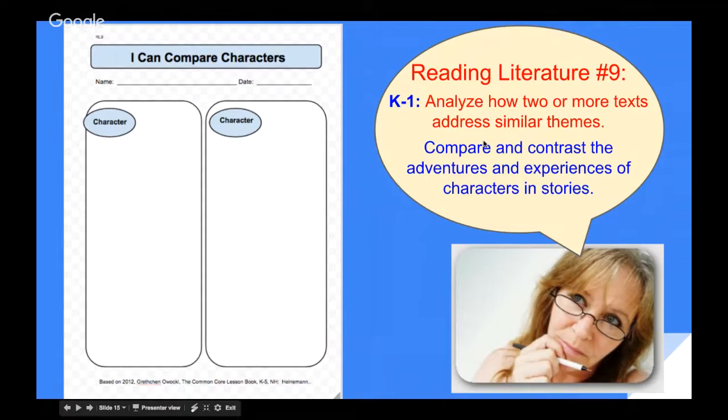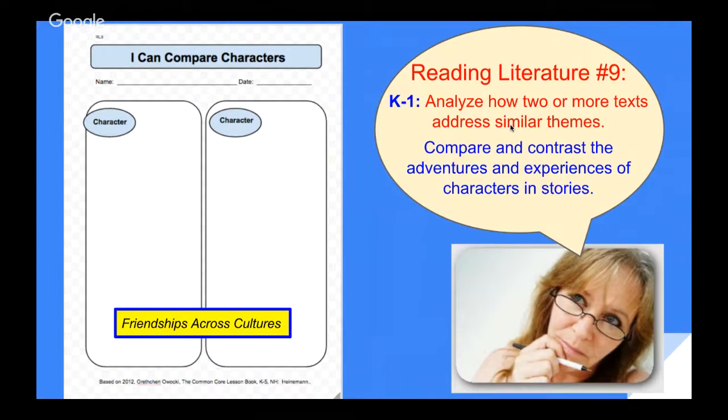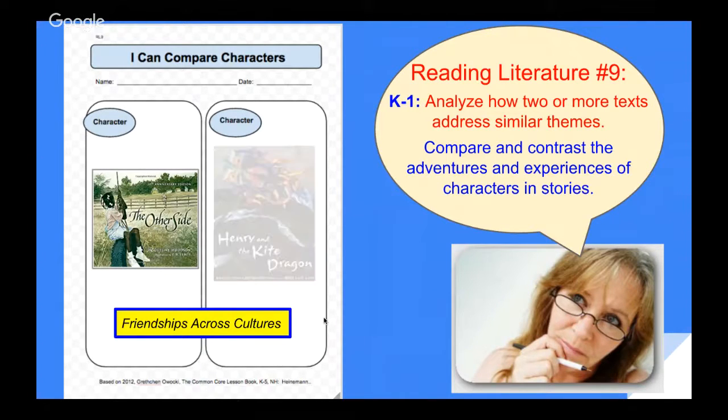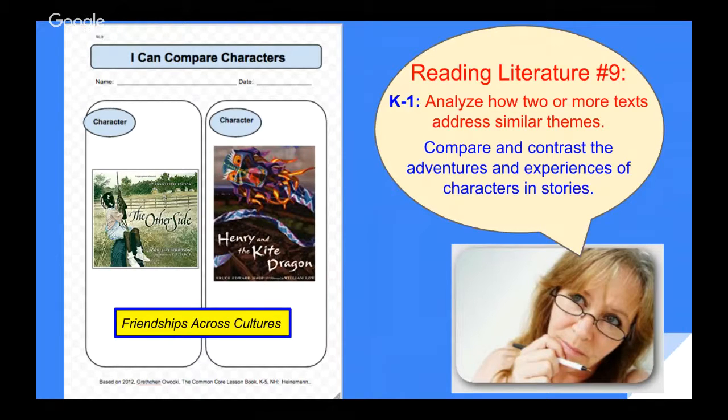So again, we're analyzing how 2 or more texts address similar themes. So Owocki gives us some resources around themes that will support us in starting the instruction in Standard 9. So here's one that I kind of liked. She talked about the theme of friendship across cultures. And at the K1 level, she talked about using The Other Side by Woodson, Henry and the Kite Dragon. And basically, the teacher would be reading them, and the discussion would be comparing and contrasting the adventures and experiences of the characters in the stories. So that's a K1 level.